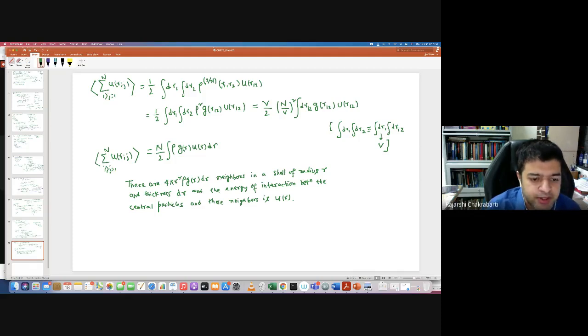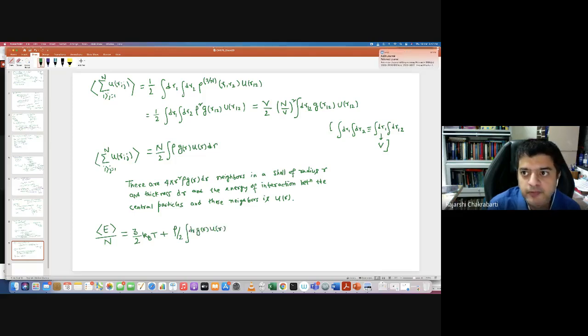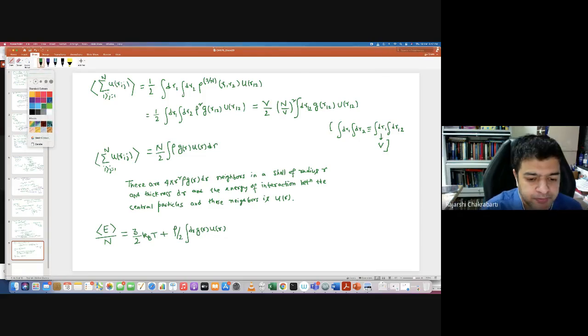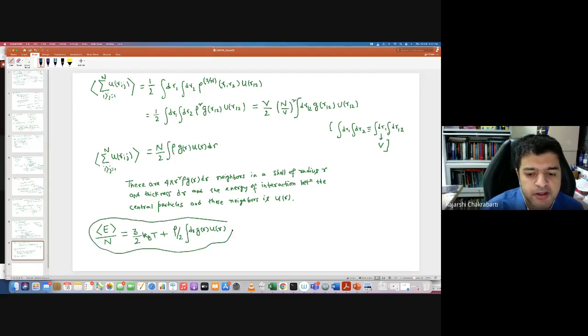So your energy, average energy, if I divide by N, what I'm going to get? I'm going to get something like 3 by 2 kT plus rho by 2 integral dr g(r) U(r). This is a very important result. Very important result.